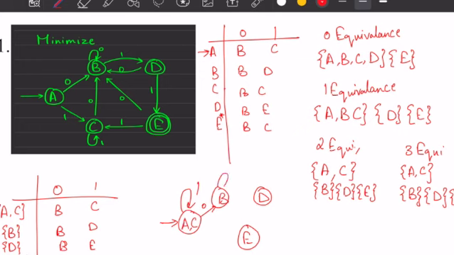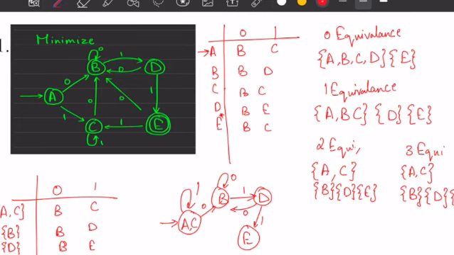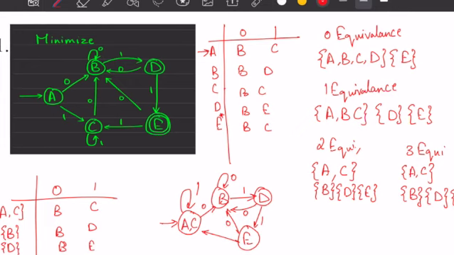B goes to B with input 0 and goes to D with input 1. D goes to B with input 0 and goes to E with input 1. Sorry, E goes to B with input 0 and AC with input 1. Here we cannot write C as C has been made into a new group, so we should write AC over here.